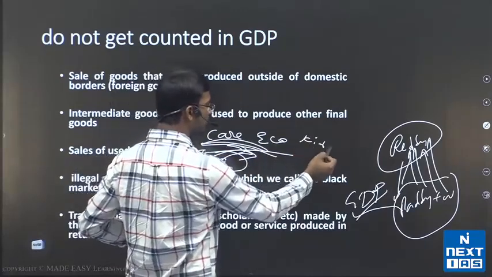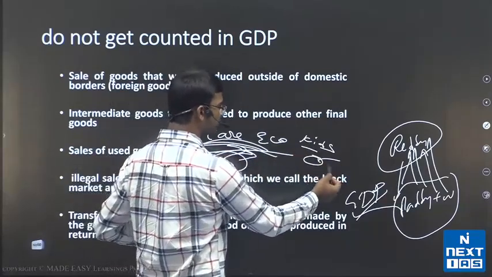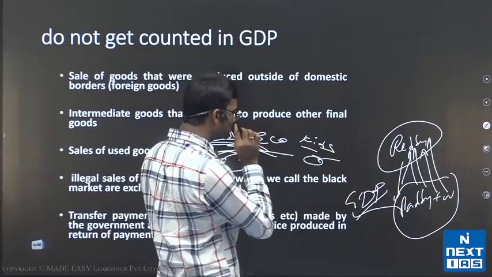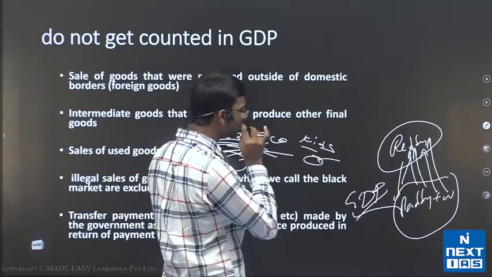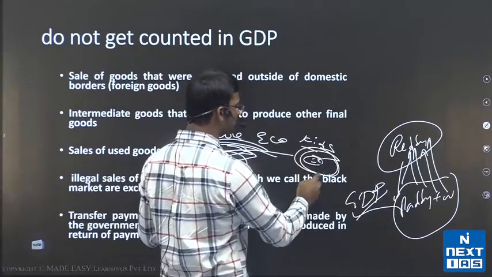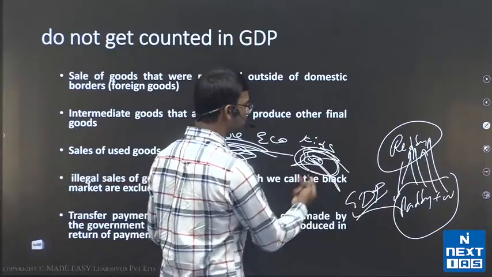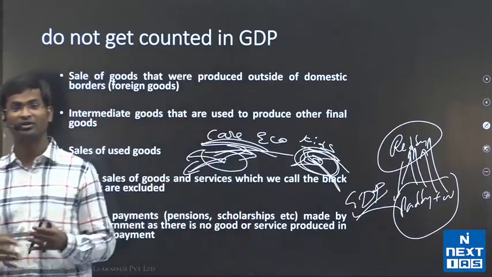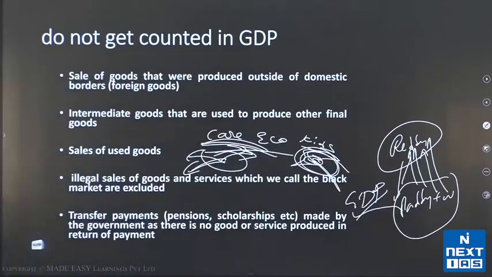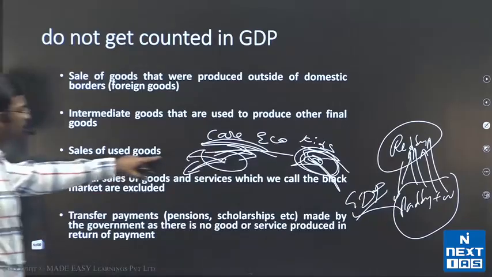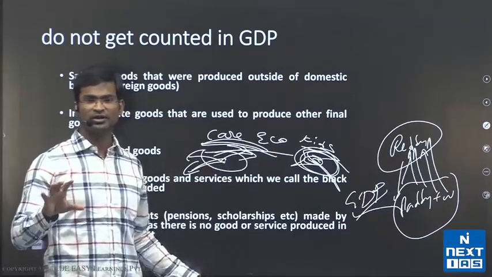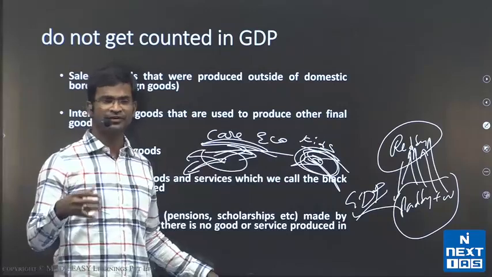Kids. When my second kid was born during COVID, my mother-in-law came to me. She looked after him. So added to GDP or not added? Not added. Okay, so tell me, the care economy is not added to the GDP. Illegal activities are not added to GDP.